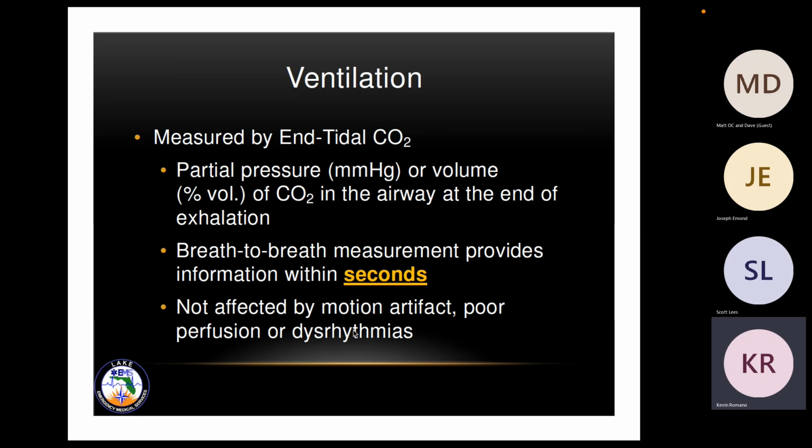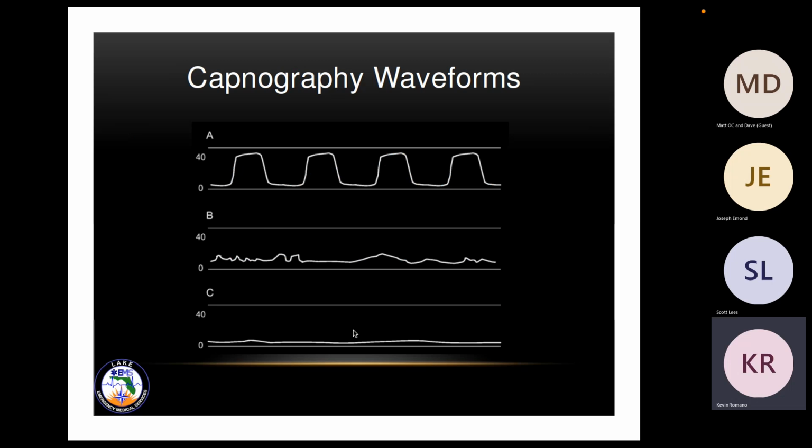Ventilation now is measured by end-tidal CO2, which is partial pressure, millimeters of mercury, or volume, percentage of volume, of CO2 in the airway at the end of an exhalation. So a breath-to-breath measurement provides information within seconds, not affected by motion artifact, poor perfusion, or dysrhythmias. This is a real-time look at what's actually going on with the patient. As we can see in pictures A, B, and C, A being a normal waveform and C being potential for apnea.